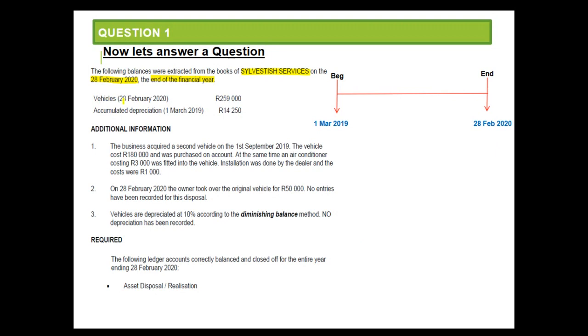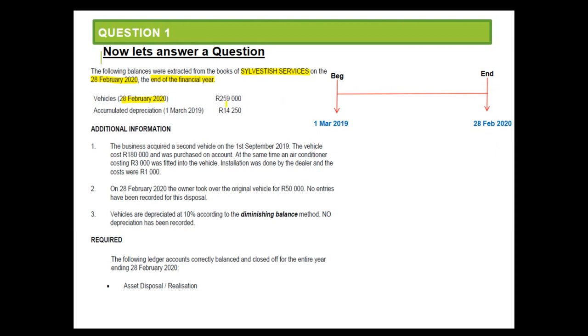Now, they give us the balances. They say the vehicle on the 28th of Feb 20. Can you see? They give us the amount, the cost of the vehicle, as how much? As 259,000. We need to be careful. This vehicle is given at the end of the period. Can you see now? So just know that this amount is at the end of the period.